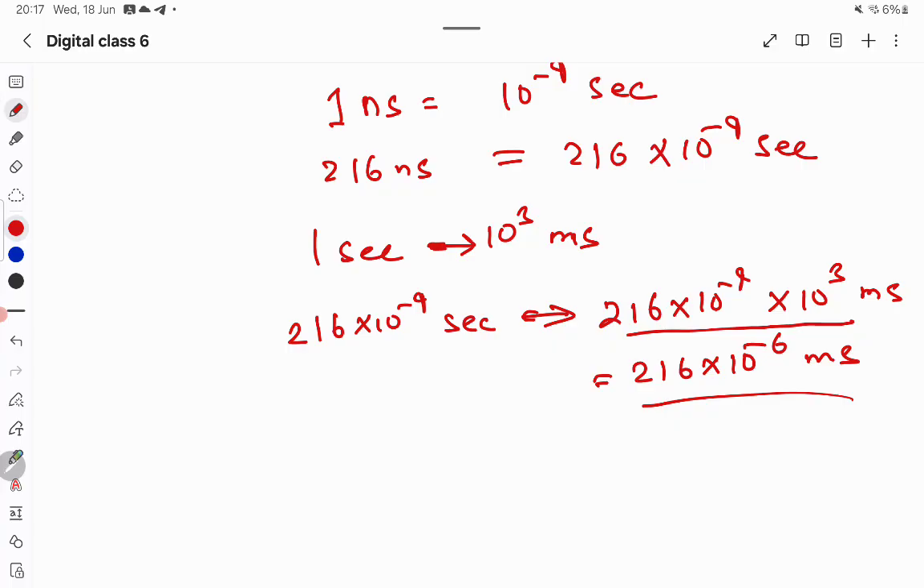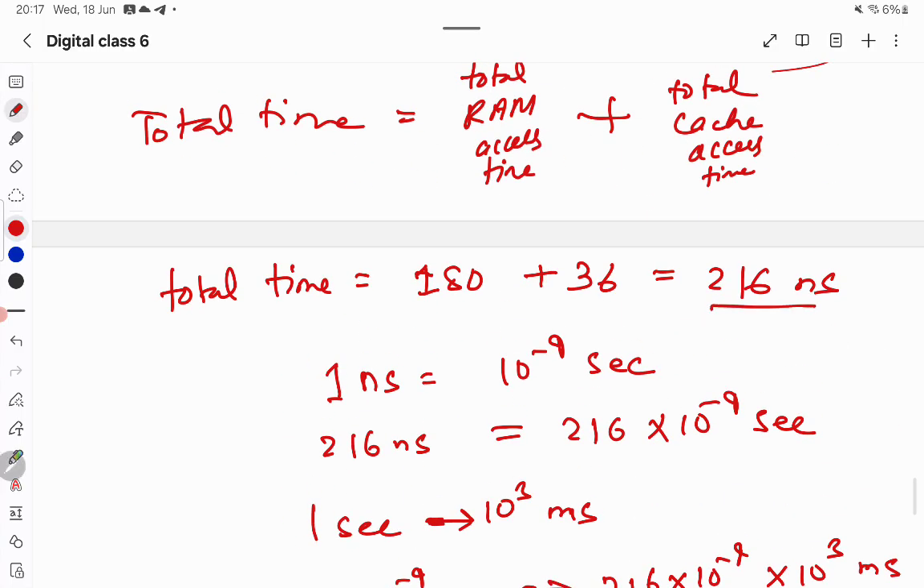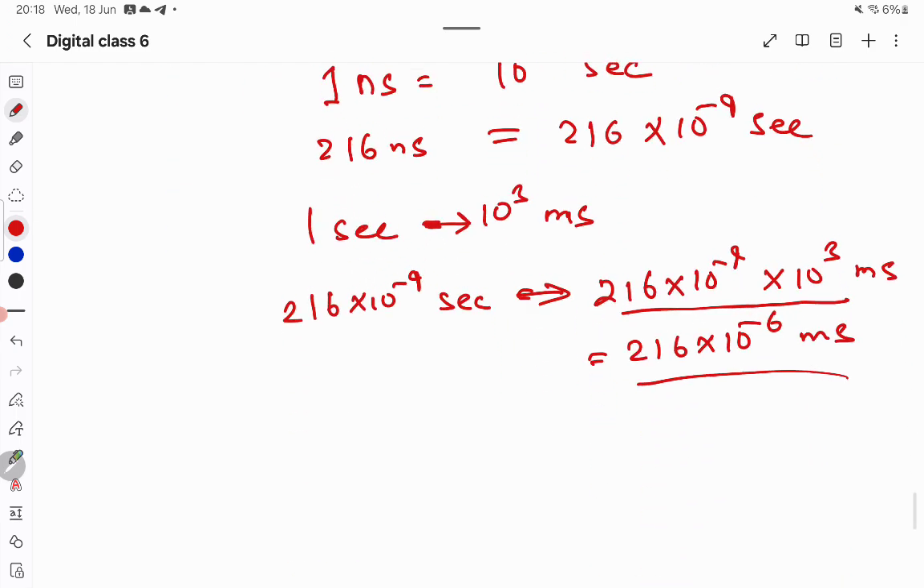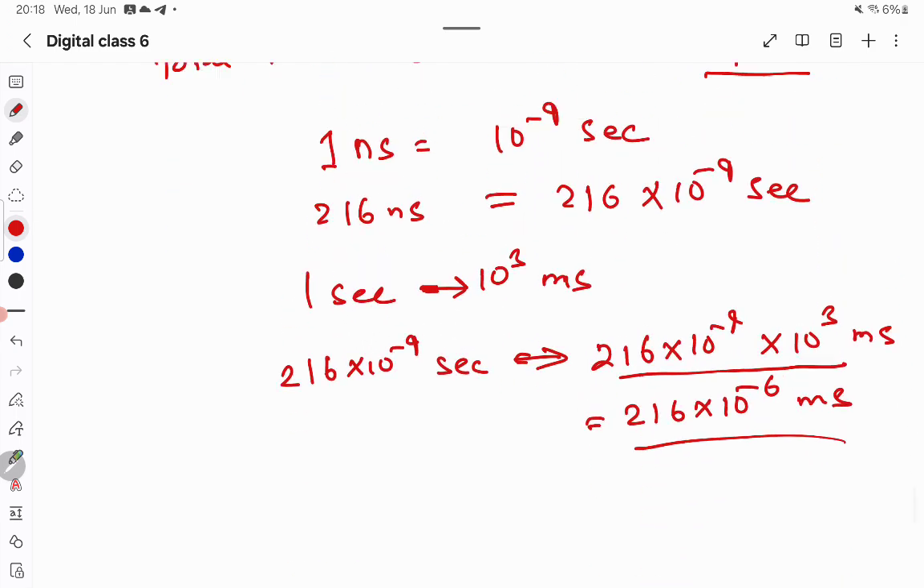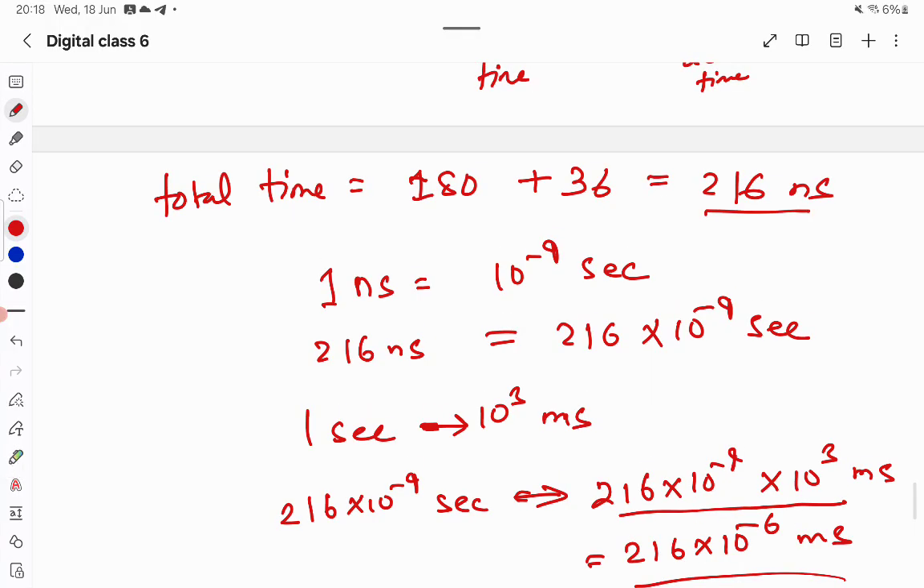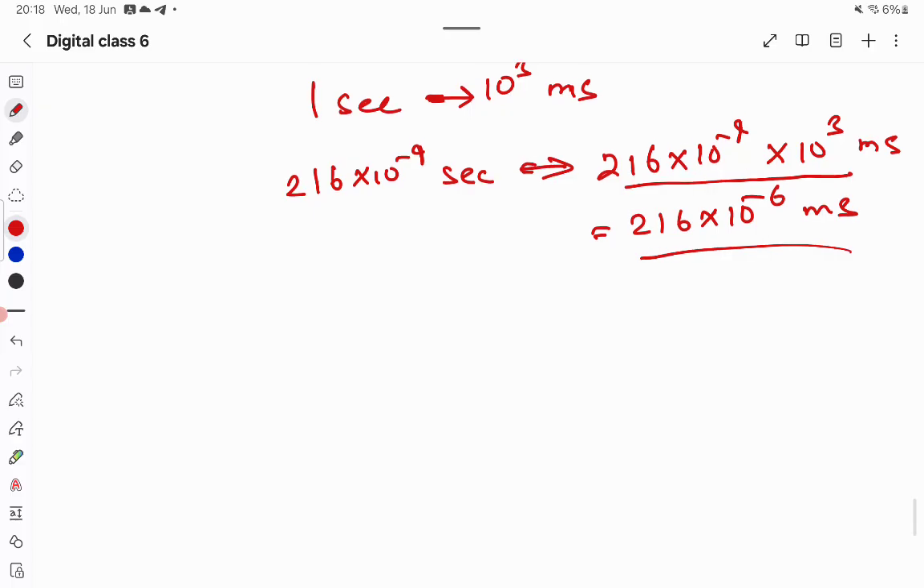You found it in nanoseconds, and your duty is to convert it to milliseconds. To explain it to you, I did it like this, or else you simply could have multiplied by 10 to the power 3 to convert it. Okay, understood?